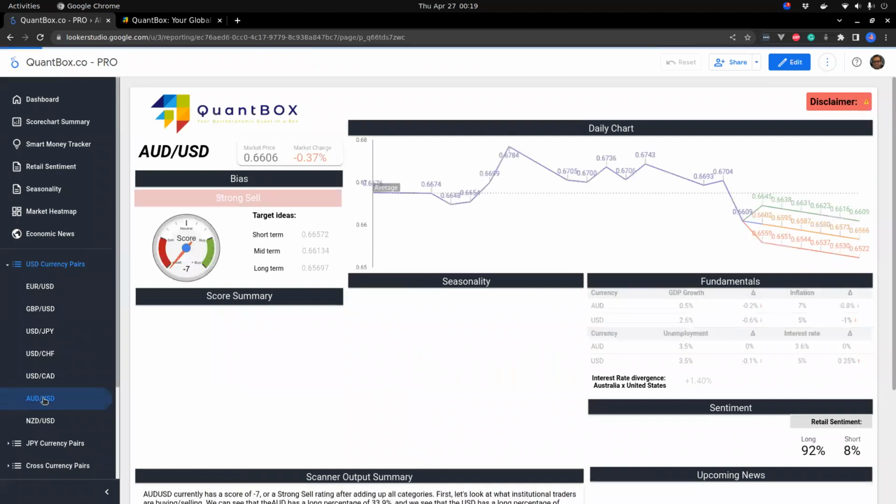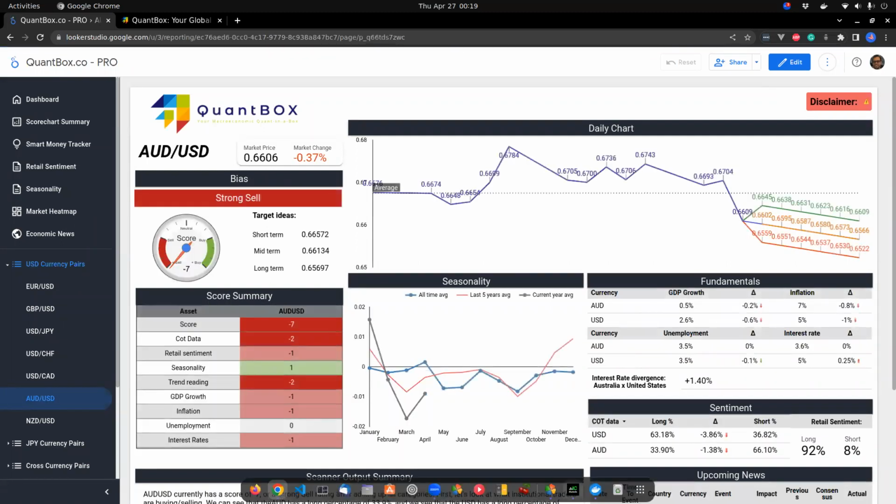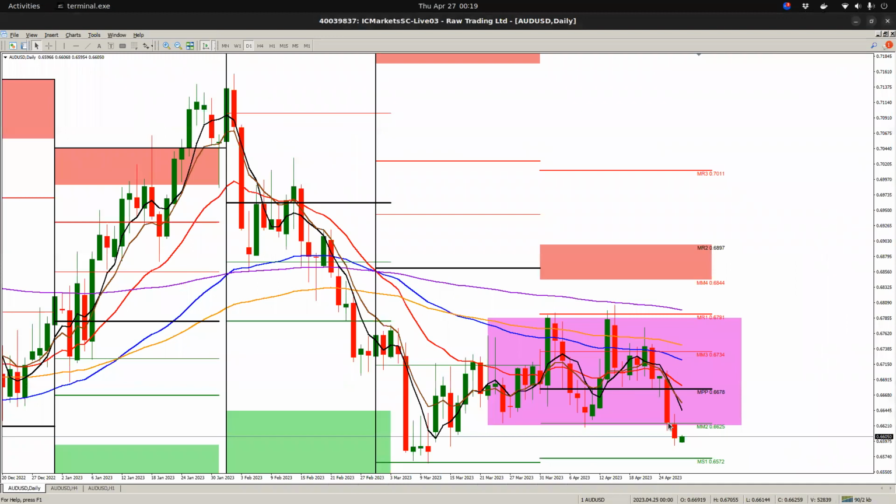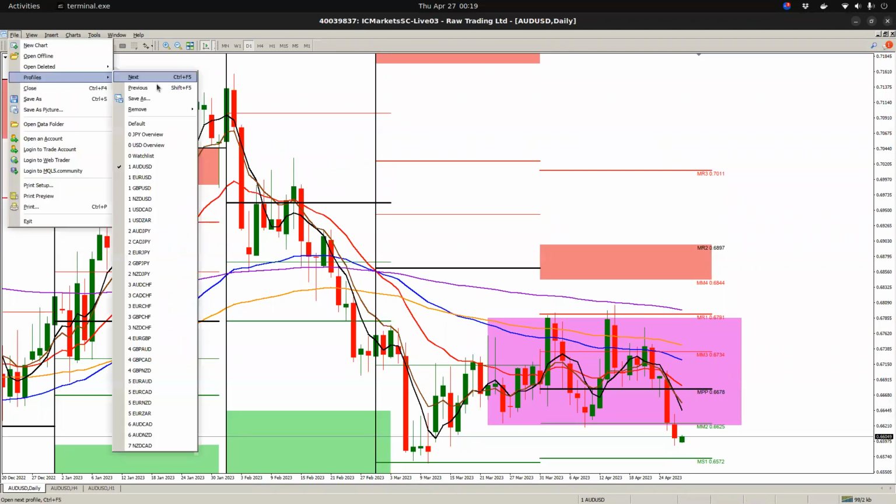You can see here bias of strong sell, and I spoke about this yesterday saying that's why you wouldn't buy at the bottom of the range. That's why I said QuantBox is an amazing tool to have, because it tells you, oh, price is at the bottom of the range at a monthly M2, should I buy? No, the bias is bearish. Cool, right? So let's just move through and identify opportunities.